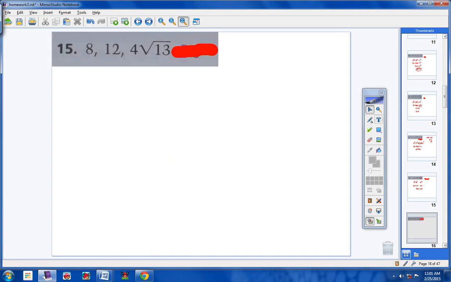Alright, let's very quickly make sure that 4 square root of 13 is the longest side. So 4 times the square root of 13 gives you 14.422. So this side here is definitely the longer side, okay? So 8 and 12 are your two shorter sides. So we're going to square them and add them together. Then come over here, we're going to square 4 square root of 13, okay?